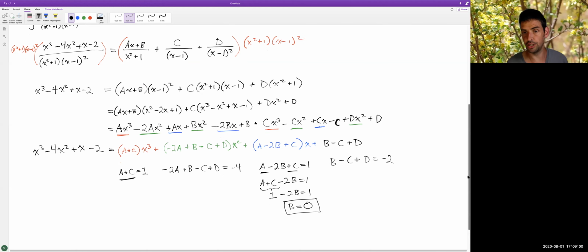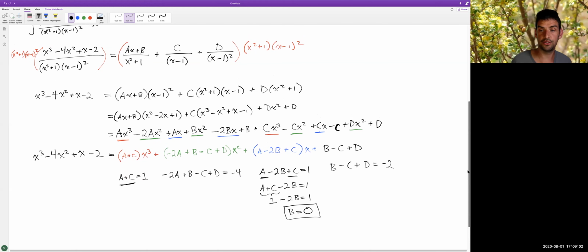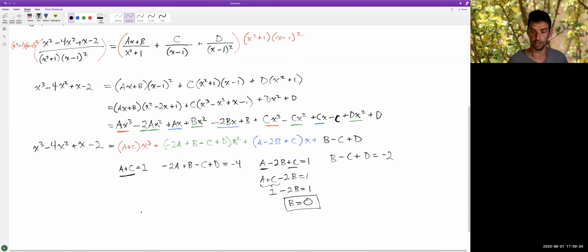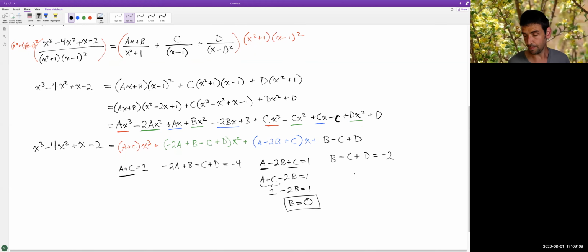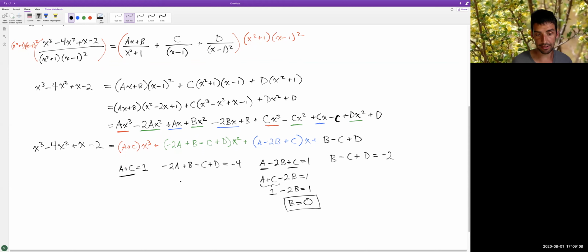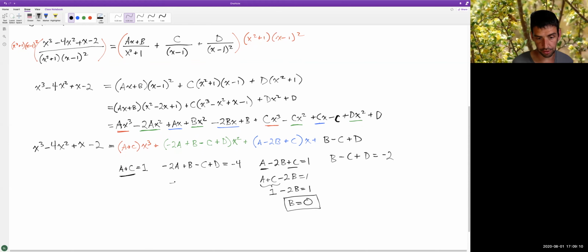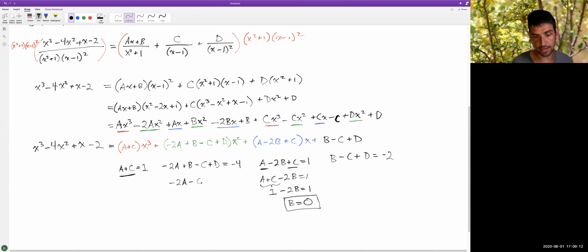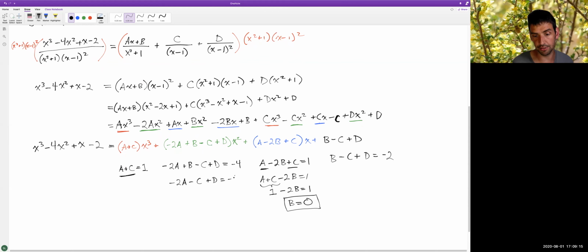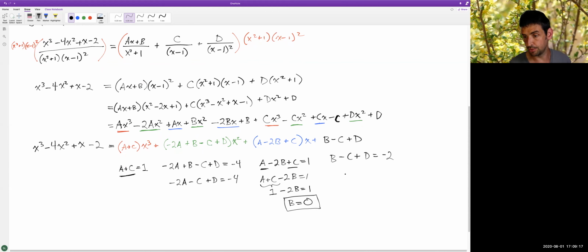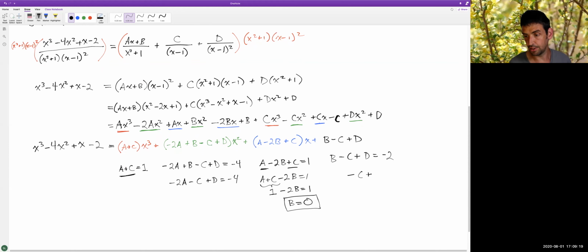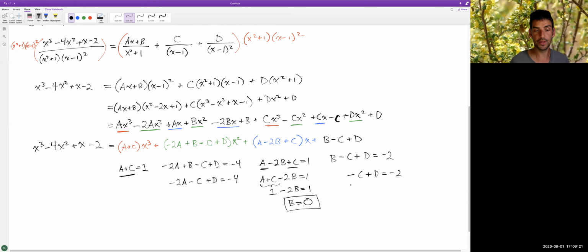Right, so there's one simple thing we can do to make this a bit easier. Let's rewrite what we have now. If b is equal to 0, this equation becomes 2a minus c plus d equals negative 4. This one becomes negative c plus d equals negative 2.